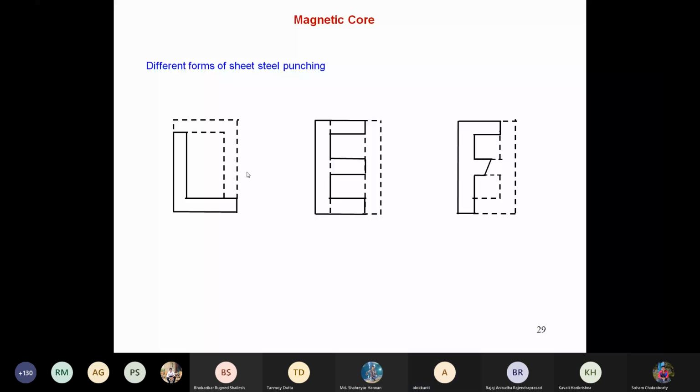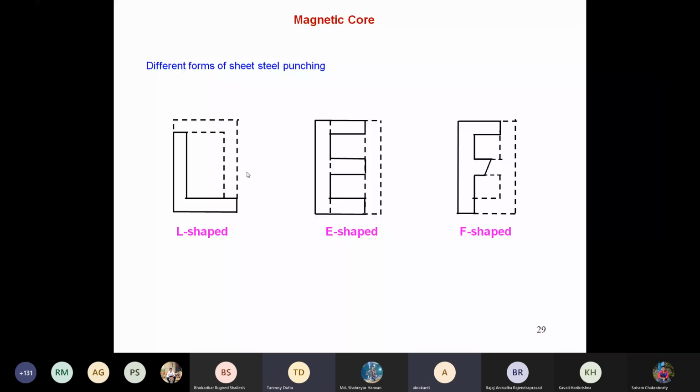What is this? F. So it looks like an F shape. Two Fs. Okay. So you can have L-shaped sheet steel. You can have E-shaped sheet steel. You can have F-shaped sheet steel.